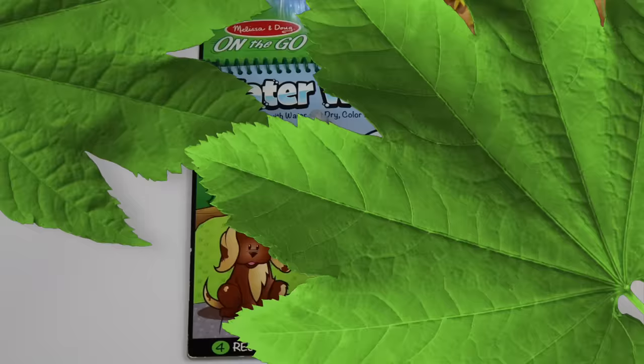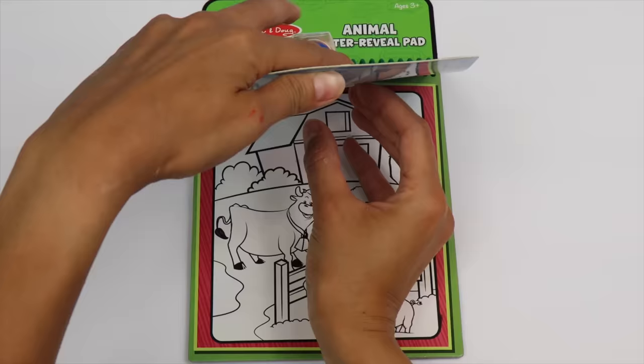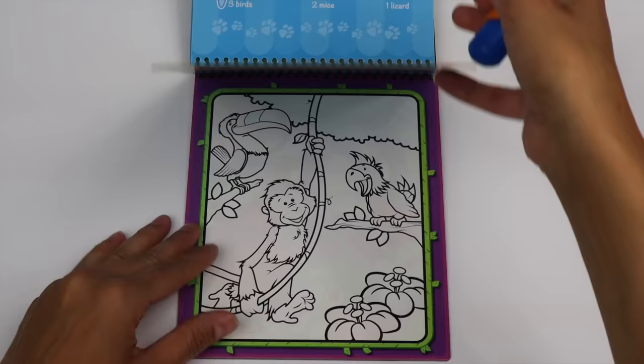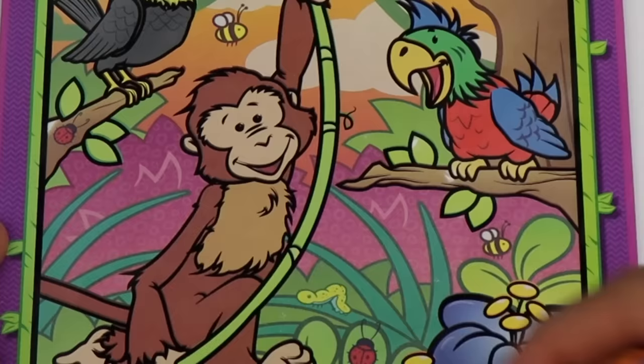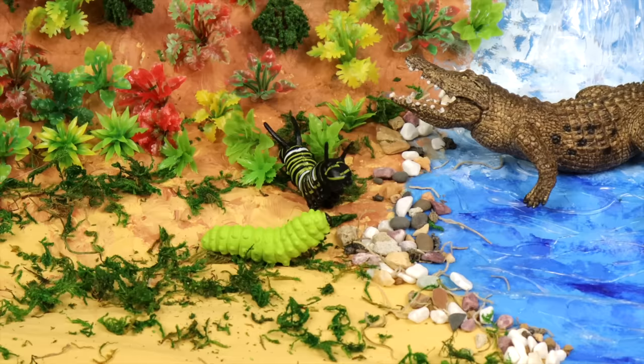Let's find our next animal in this water wild book. Ooh, what's that? Caterpillar. Even though they don't have any teeth, caterpillars spend most of their time eating. Yum yum yum yum yum.